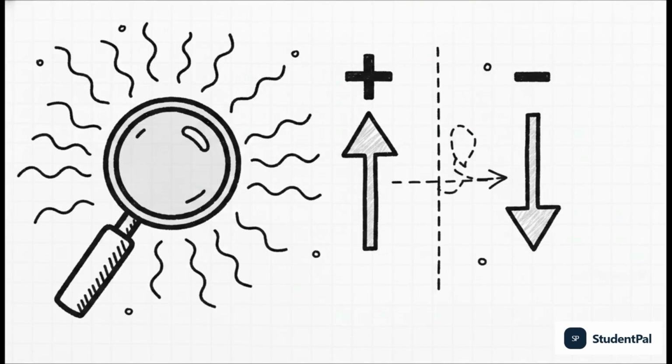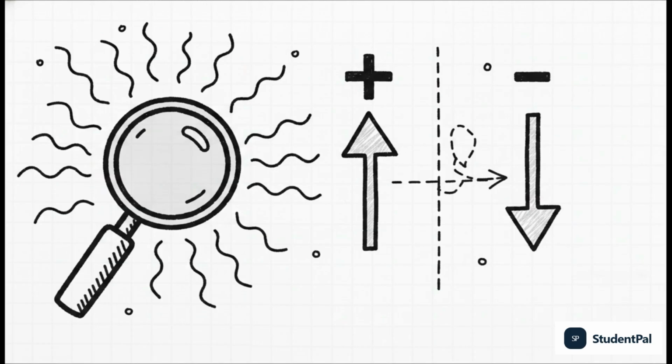And here is your toolkit for solving any numerical problem in this chapter. Your mirror formula is 1/v + 1/u = 1/f. In this formula, u is your object distance, v is your image distance, and f is that focal length. Then we have magnification, or m. This simply tells us how much the image blew up or shrank down. It's just the height of the image divided by the height of the object. Alternatively, you can calculate it as m = -v/u.